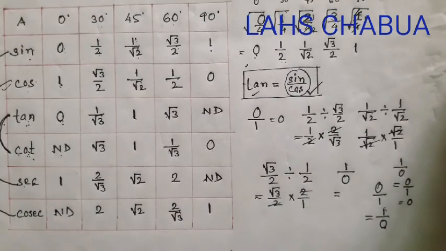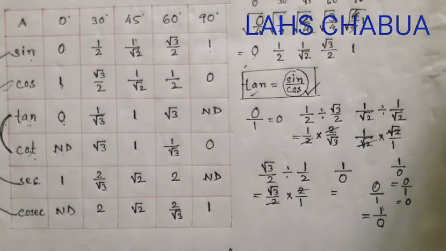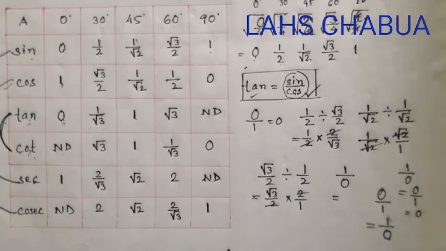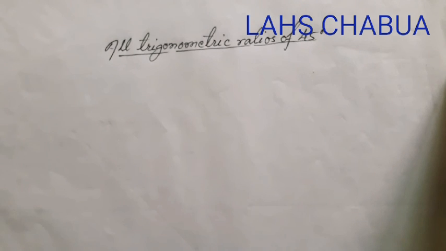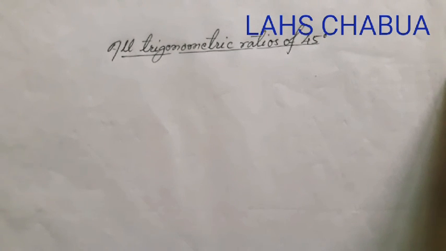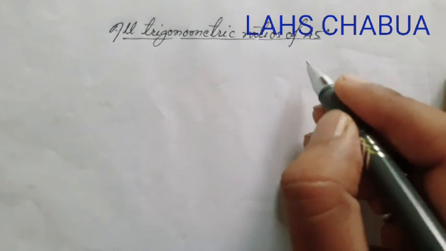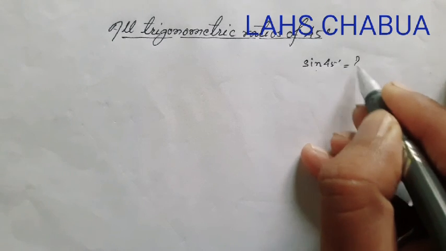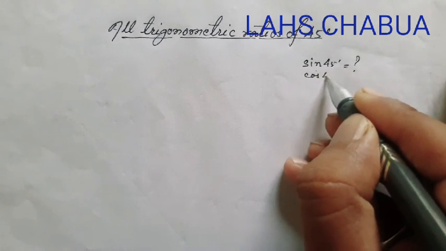And today we are going to learn how we can get all the trigonometric ratios of 45 degree geometrically. Remember, it is geometrically. That means we are going to find the value of sine 45. We are going to derive it this way. Sine 45, what will this value be? In the same way, cos 45 value is how much?